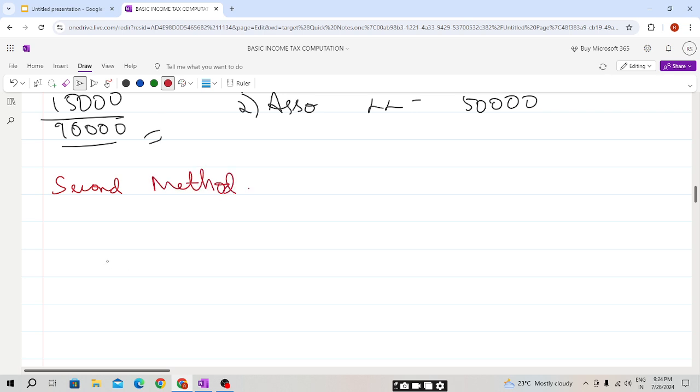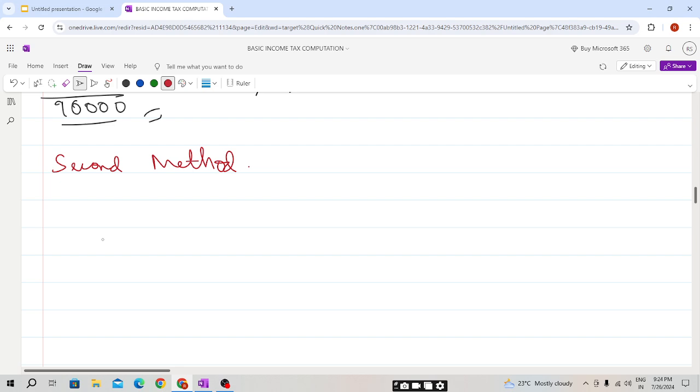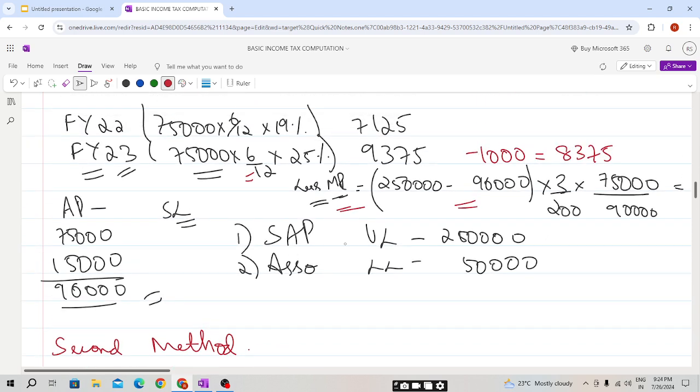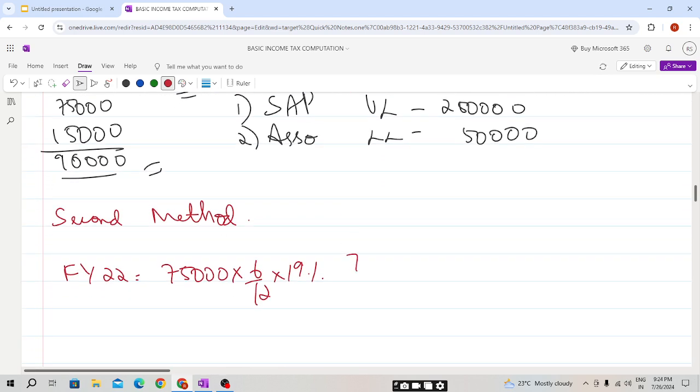So students, now in case of the second method for finance year 22, it will be the same: 75,000 into 6 divided by 12 into 19%. So it will be 7,125.